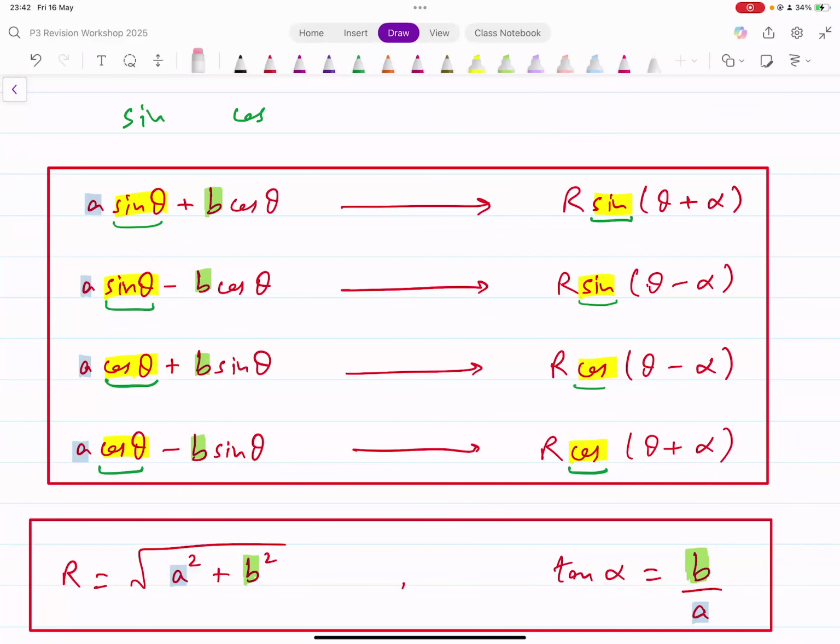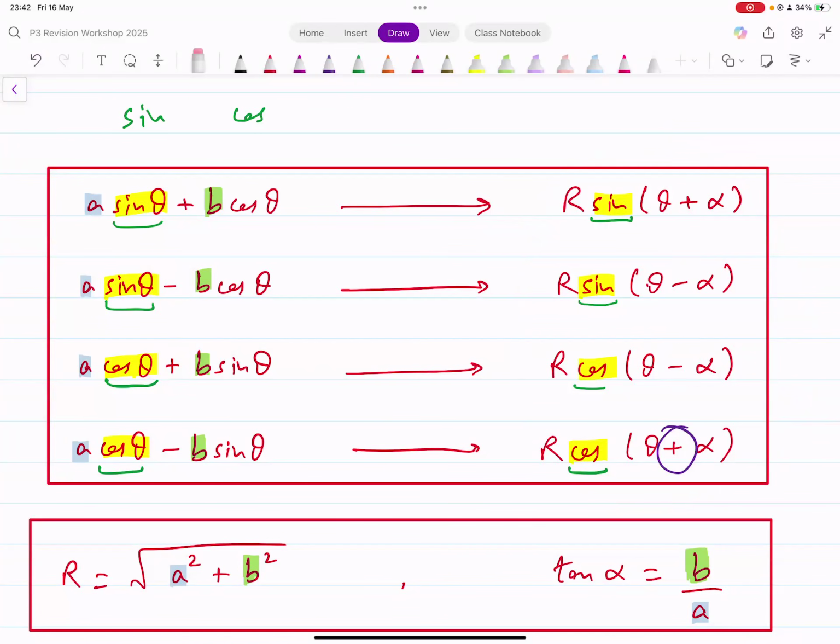So in these forms that you see here, in case of sine function, plus is plus, minus corresponds to minus. In case of the cos function, it's the opposite. When you have plus on the left side, you have minus here. When you have minus on the left side, you have plus here. Okay.